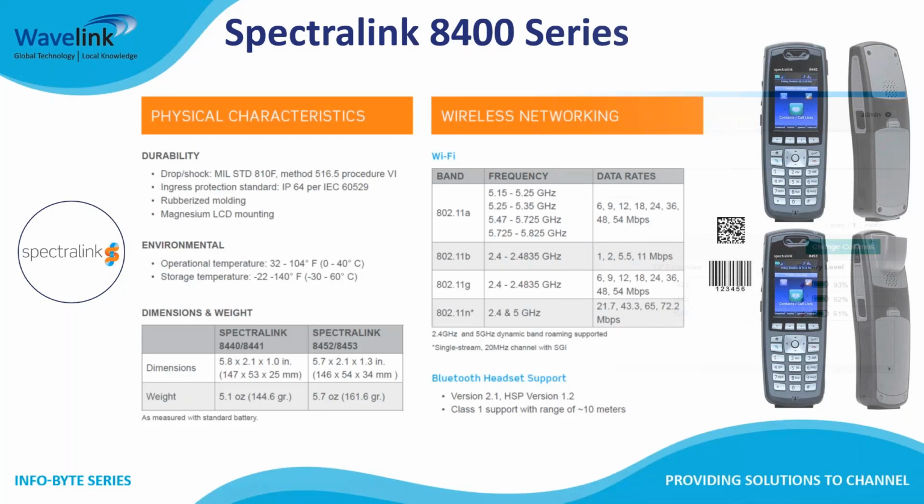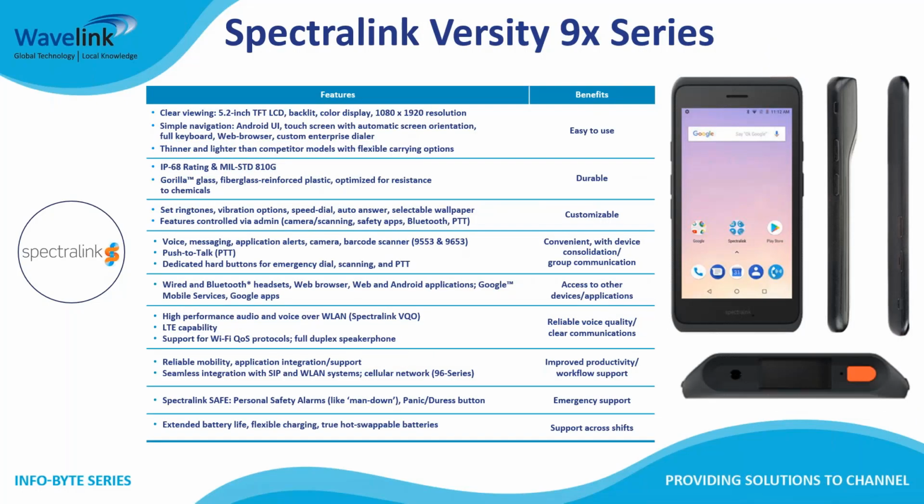Spectralink Versity, so the 9000 series, the 9500 handset, is a fully fledged enterprise-grade smartphone that is fully capable and fully integratable with any network. Being an unlocked Android smartphone, if there's not an application built for a business use or a use case that a customer might have, then just get an app developer to write an application for it. That in itself makes the handsets so much more flexible and capable of integrating with any business system.